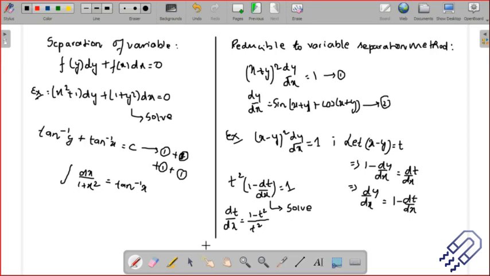That's it. First solve the second one. The first one, I think it's a cakewalk.